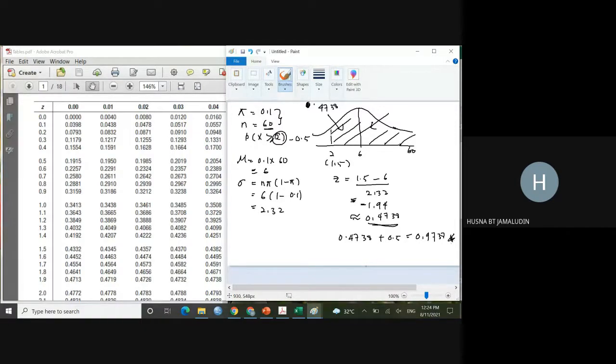Okay, so the same method of grading. If you can compute the mu and sigma, you should get half a mark. If you are able to compute up to this point, another half mark. If you are able to convert 1.94 into the probability, you should get another half. And if you add or subtract this 0.5, you should get another 0.5. So in total, you should get 2 marks.